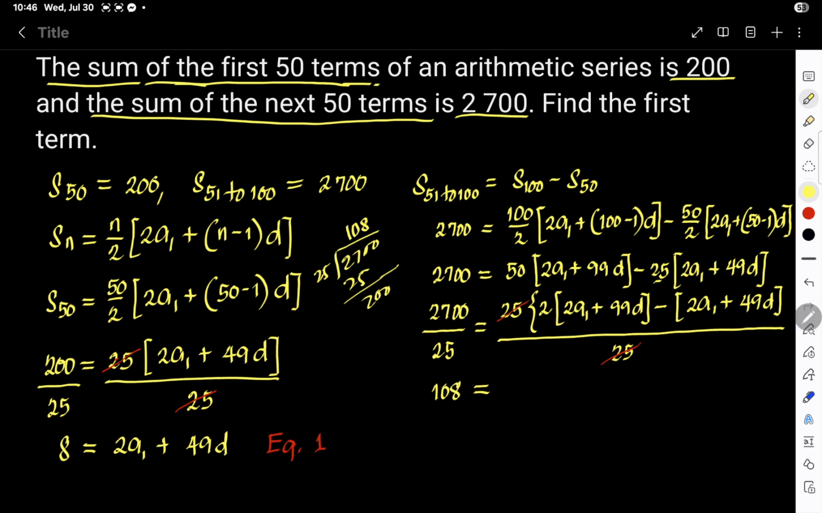I think we can simplify this, right? We have 2 times 2a sub 1, so we have 4a sub 1 plus 2 times 99d, so 99 times 2 is 198d. And let's simplify the second expression by distributing the negative sign inside the brackets. So we have negative 2a sub 1 minus 49d. Okay, I think we're almost there.